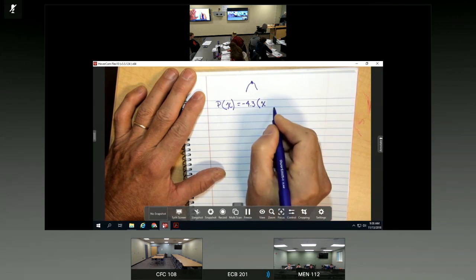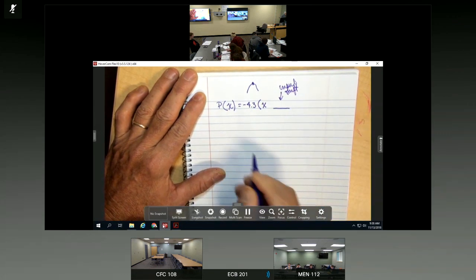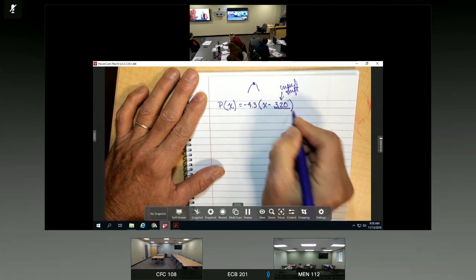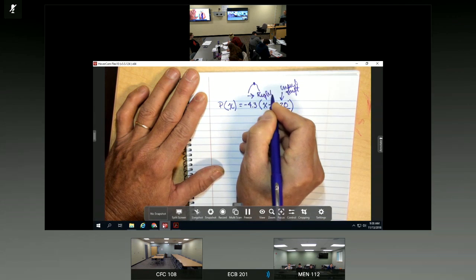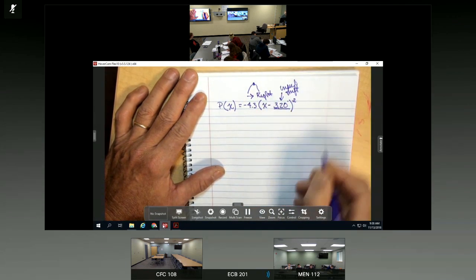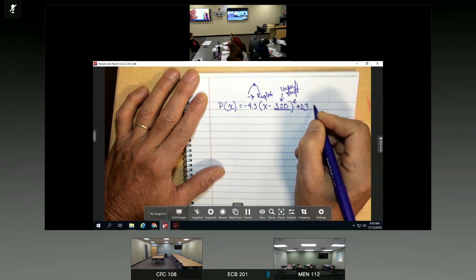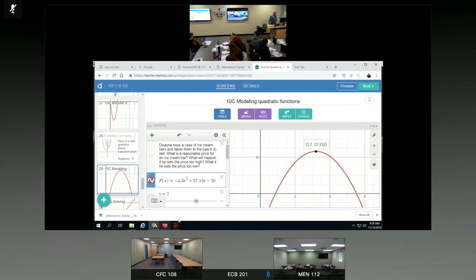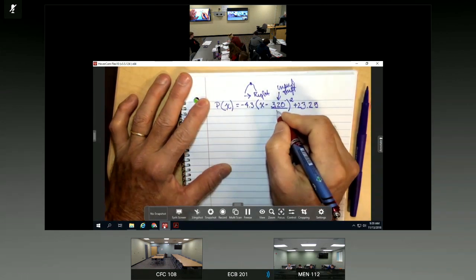x. Now remember, this number right here is the input shift. How much money are we going to sell those for? $3.20. Why is it negative? Because we shift right. Remember, you have to square that. And then plus, I forgot what it was, $23.25. So the coordinates of our vertex are right here.